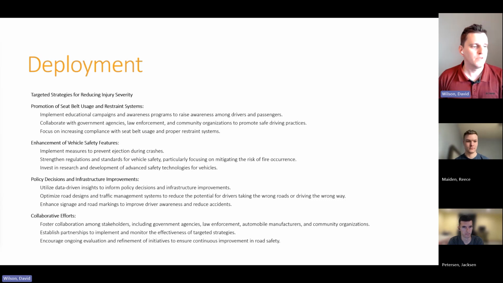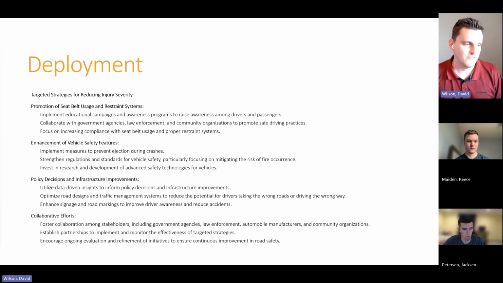Number two, we think we can operationalize the results of our study with the enhancement of vehicle safety features, trying to implement measures to prevent ejections during crashes. Obviously a big factor in injury severity in an accident. Staying in the vehicle, you have a lot lower chance of having a high severity injury. Also strengthening regulations and standards for vehicle safety, focusing on mitigating risk of fire occurrences, and investing in research and development for advanced safety technologies inside of vehicles.